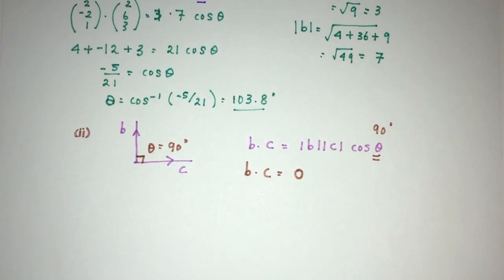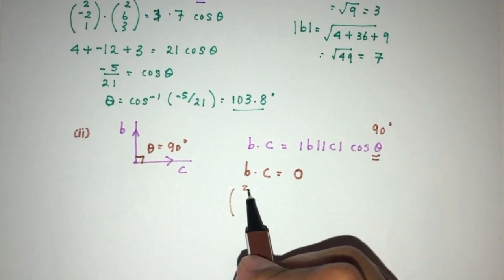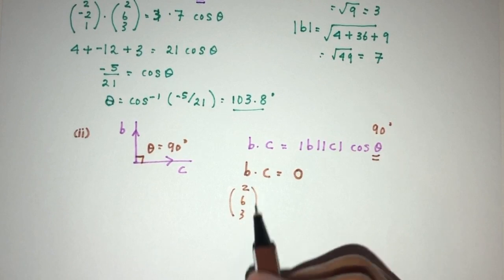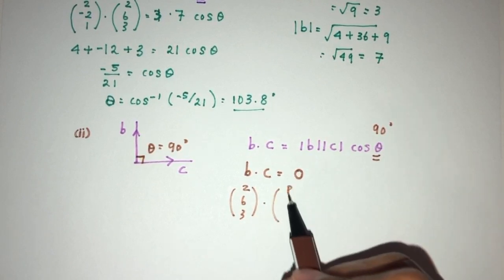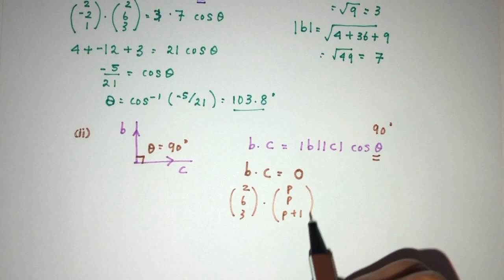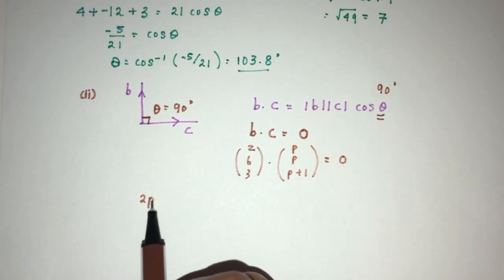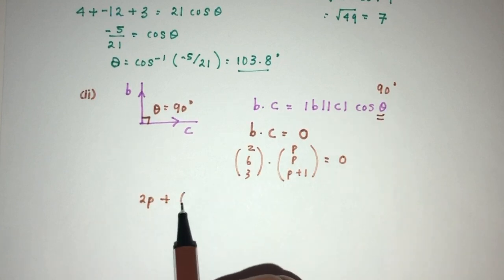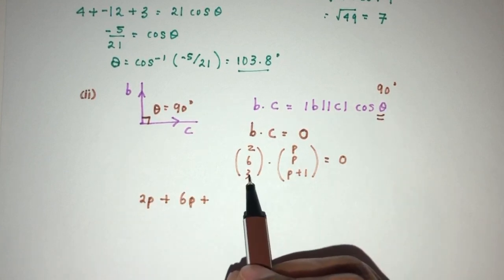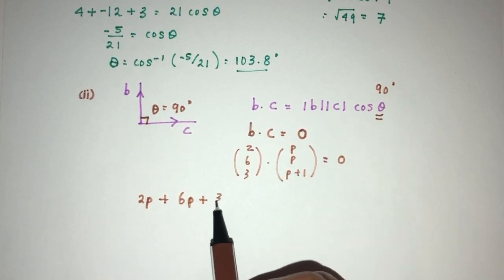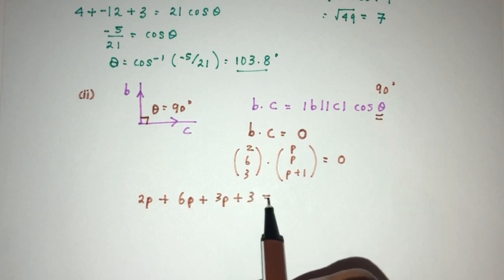So now what is B? We know B is 2, 6, 3. Dot of C is P, P plus 1, have to give you the value of 0. So dot product, so 2 times P will be 2P, plus 6 times P will be 6P, plus 3 times this will be 3P, plus the value of 3 have to be 0.